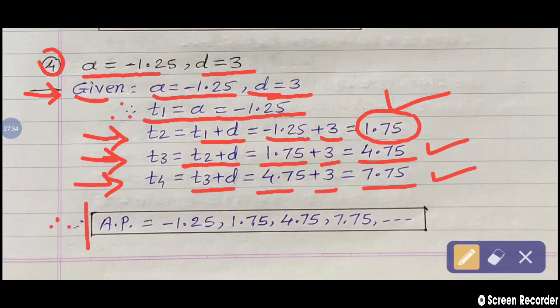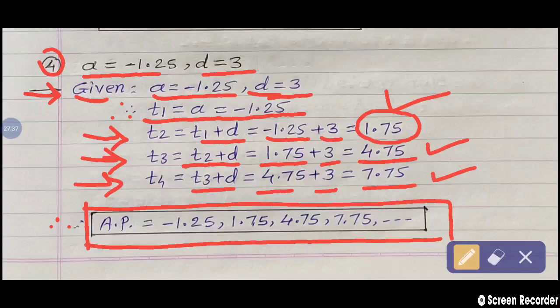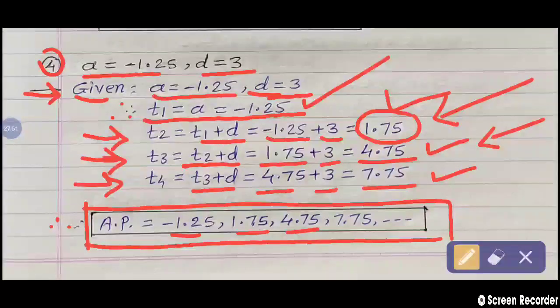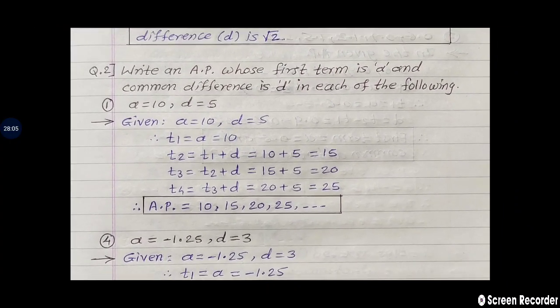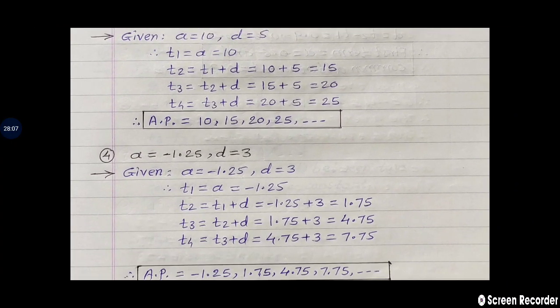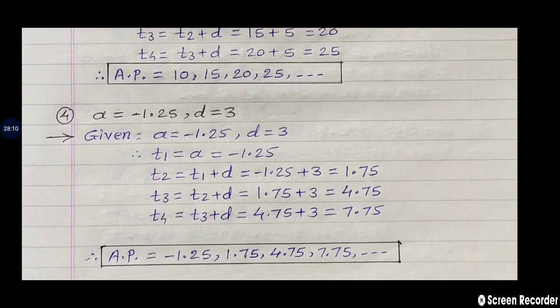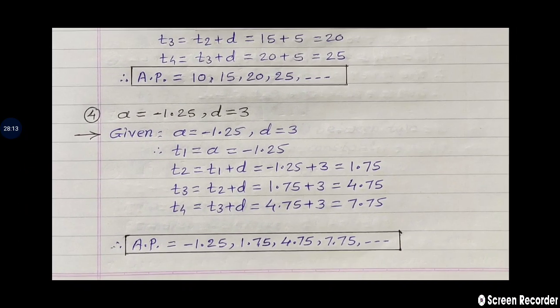And finally, we write our answer. Therefore, AP is equal to: first term is minus 1.25, second term is 1.75, third term is 4.75, and fourth term is 7.75, and so on. In this way, we form the AP if the first term and common difference are given. We write the arithmetic progression, or AP, if the first term and common difference are given.